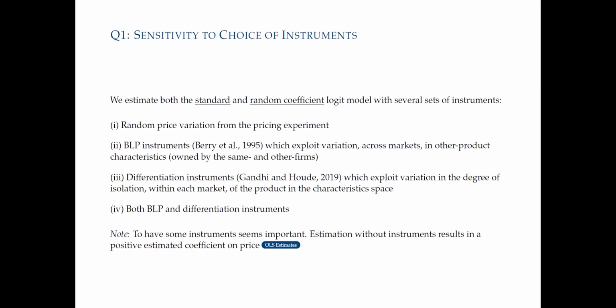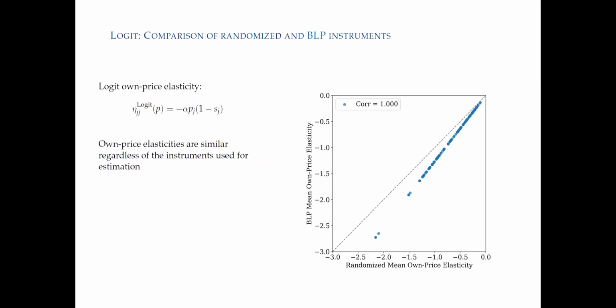So now I want to think about first, do these instruments give us very different results than the standard instruments? We're going to think about the BLP instruments, differentiation instruments, and combine those and compare to what we get in the same model using the logit and random coefficient model. We just showed some logit estimates. These are the elasticities. We all know it's going to be equal to alpha times price times 1 minus shares. Alpha is what we're after.